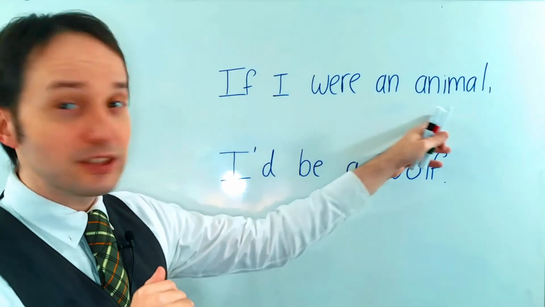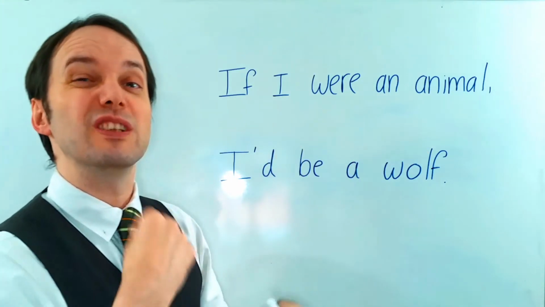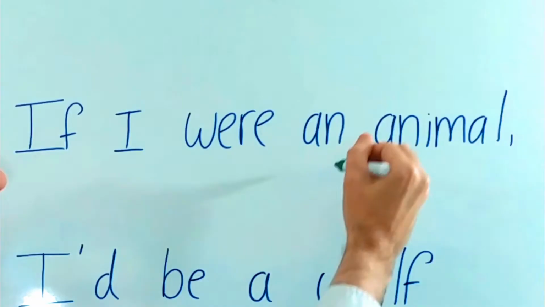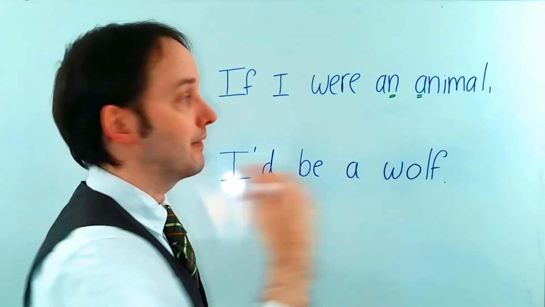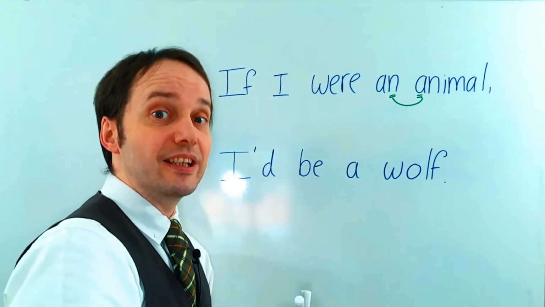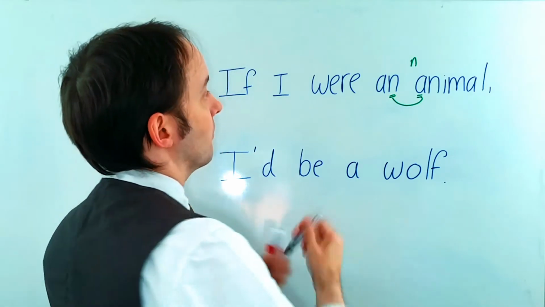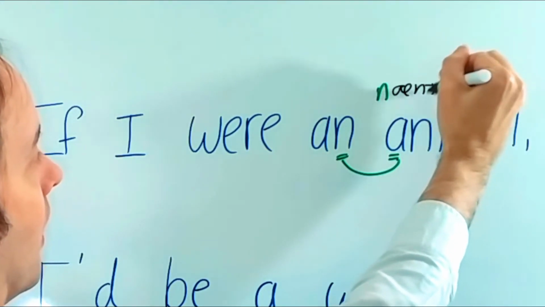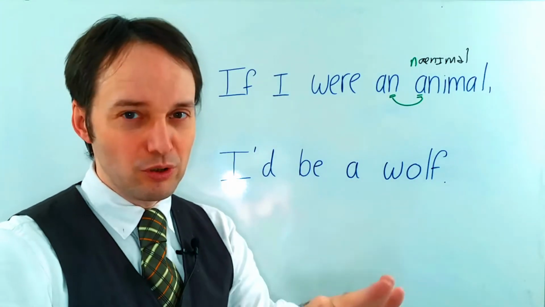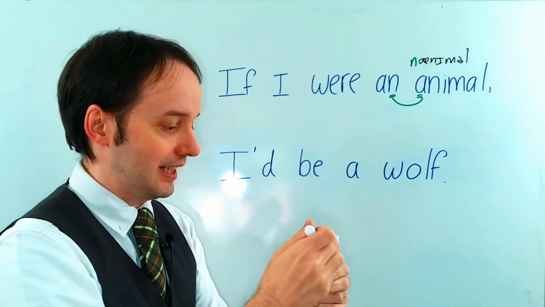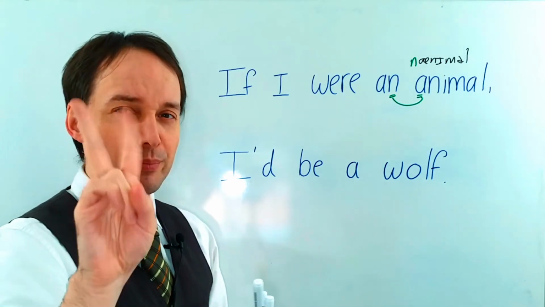Okay, so maybe at the end here, so an animal, if I were an animal, because N is a consonant, the beginning of the next word is a vowel, so we don't say an animal, we say an animal. Okay, I hope you can read the pronunciation symbols, but if not, don't worry, just listen and practice the sounds. So if I were an animal. Okay, so that's one, but there are two more.